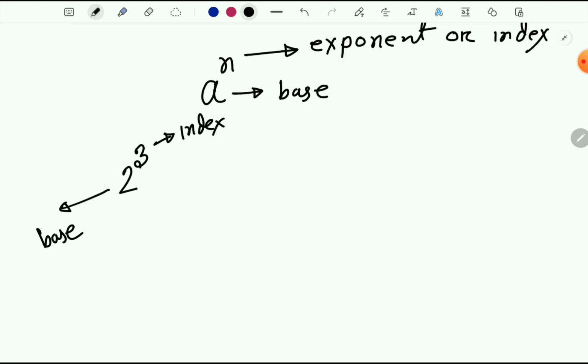Okay, what does it mean? It means we have to multiply the base by itself as many times as the power, or index, so it gives us 8. Okay, so this is the answer, or the value, of 2 power 3.